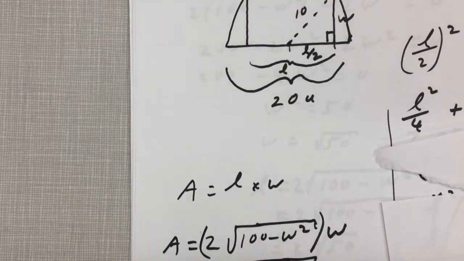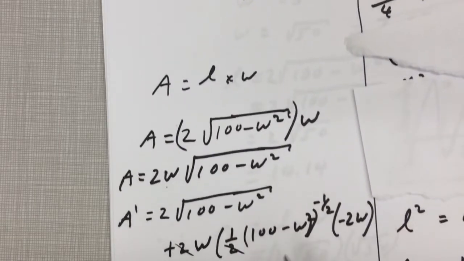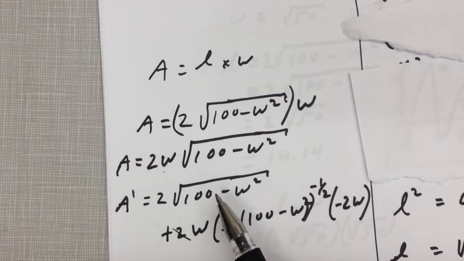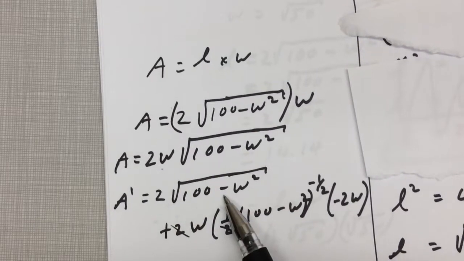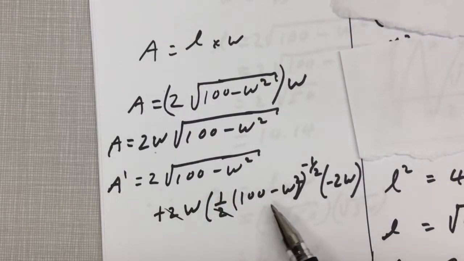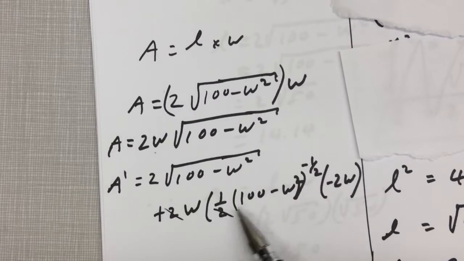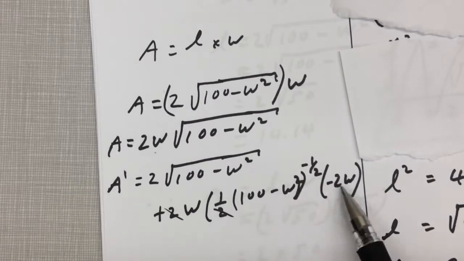Subbing that into the length times width formula gets us this. Area equals length times width. Area equals 2 times the square root piece times W. Now we've got just one variable. Now we're going to take the derivative. The derivative of this is a product rule. Derivative of the first is 2 times the second plus 2W times the derivative of the second, which is the chain rule. You bring the 1/2 down inside, reduce the power by 1, then times the derivative of the inside, which is negative 2W.